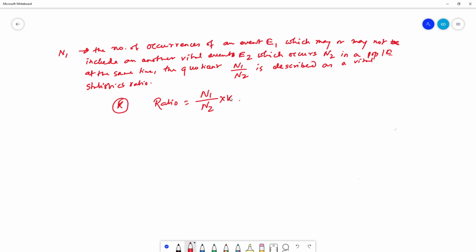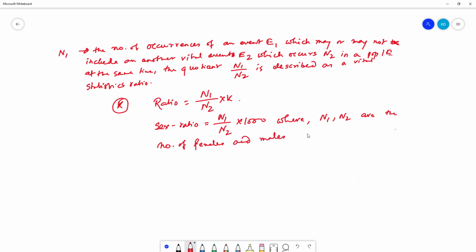The relative number of males and females in a population is measured by sex ratio, which is defined as sex ratio N1 by N2 into 1000, where N1 and N2 are the numbers of females and males in a population at time t.